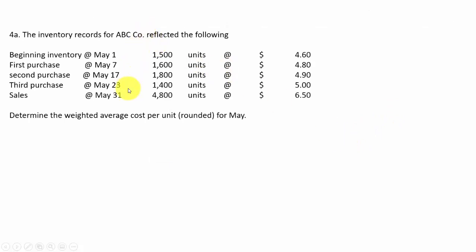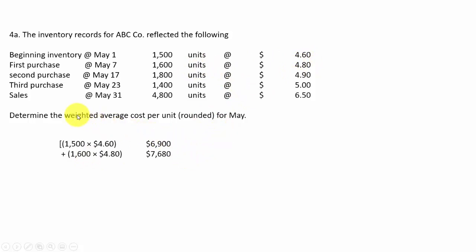Here we have all this information about inventory, purchases and sales and so forth. And they want to know what's the weighted average cost per unit for May. So what you would do is you would take, for example, 1,500 units at $4.60, would be $6,900. Same thing for the next one. We had a beginning inventory there. That's the purchase of 1,600 units at $4.80. That's a total of $7,680.